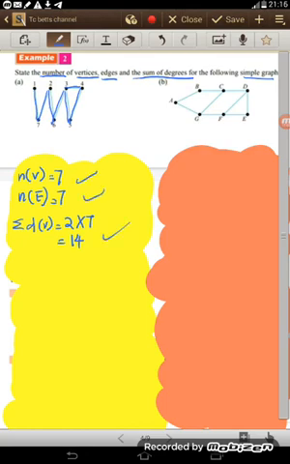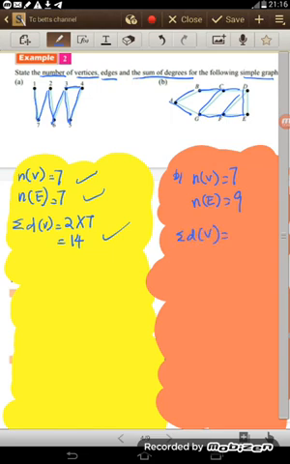So very easy. Okay, for B, the number of vertices is how many dots? How many vertices? 7, 7 also. The number of edges: 1, 2, 3, 4, 5, 6, 7, 8, 9. So 9. So the sum of degree of the simple graph is 2 times 9. So the answer is 18. So you got it over there.